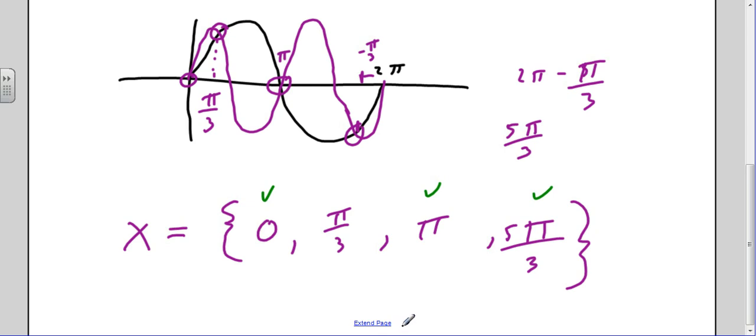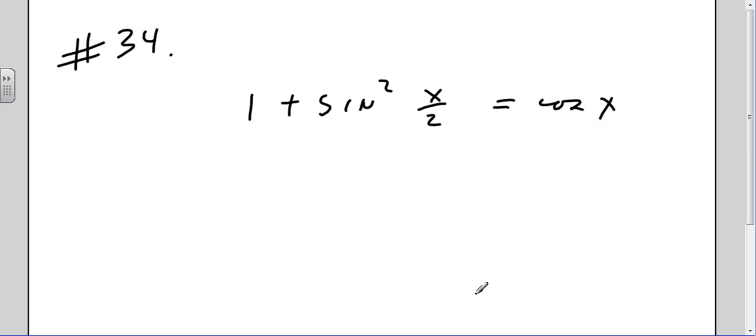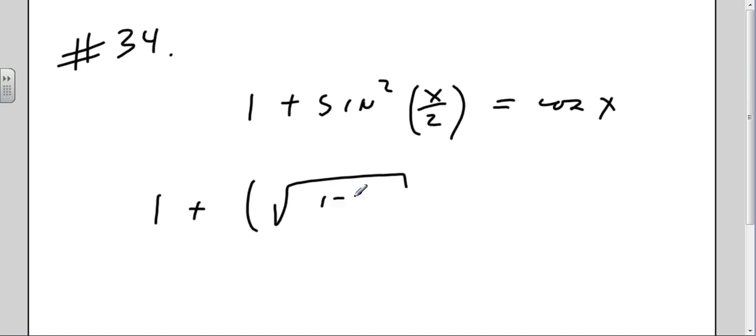Okay, now we're going to do number 34. Number 34: 1 plus the sine squared of x over 2 is equal to cosine x. Okay, so our half angle formula for sine, it's going to be 1 plus the square root of 1 minus cosine x over 2, squared, is equal to cosine x.